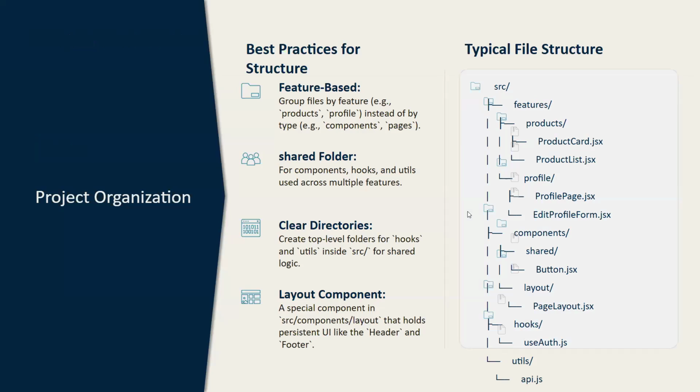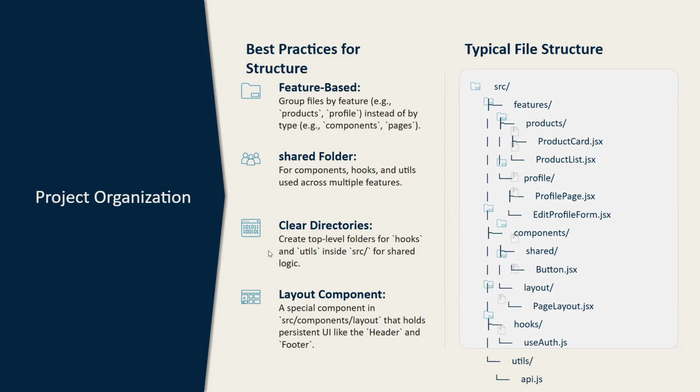And now let's try to talk about project organization, which is really more about making your code base easier to navigate as the app grows. One of the best practices is using a feature-based structure. That means grouping files by feature, like products or profile, instead of only grouping by file type. This makes the related code easier to find because pages, and logic for one feature stay close together.